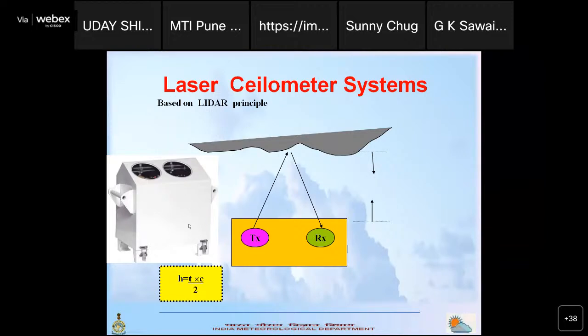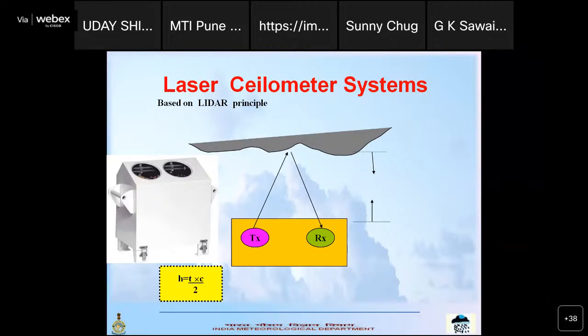There is electronics inside this ceilometer. It will convert the signal into RS-232 digital form, and that RS-232 data will be transmitted from the runway side to the ATC side with the help of communication systems on the runway side. One is underground cables, which are provided by the Authority of India, with the help of which we get the data from the runway side to the ATC side.